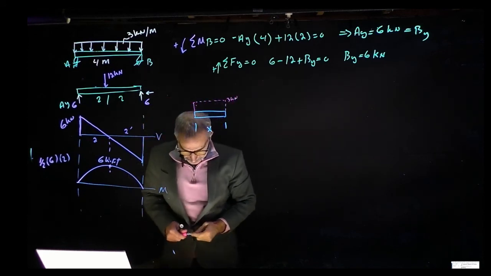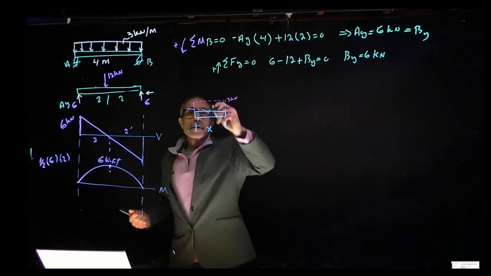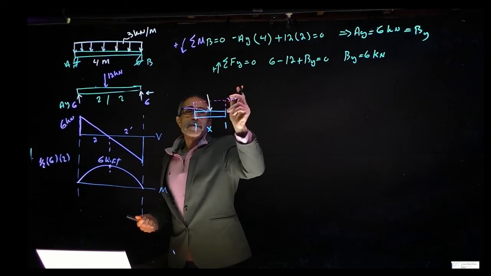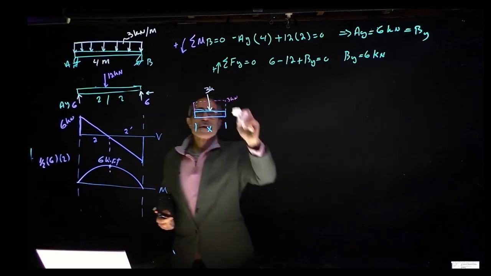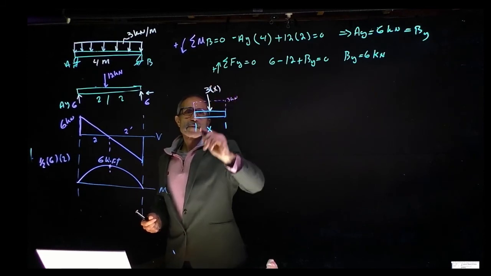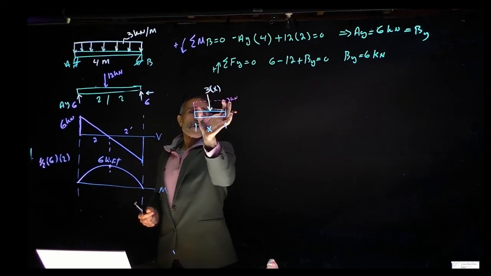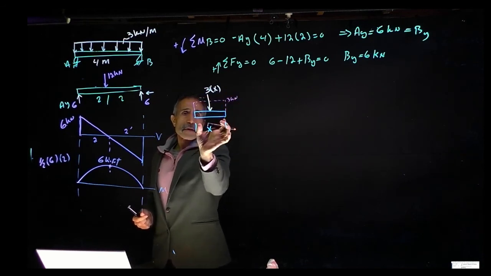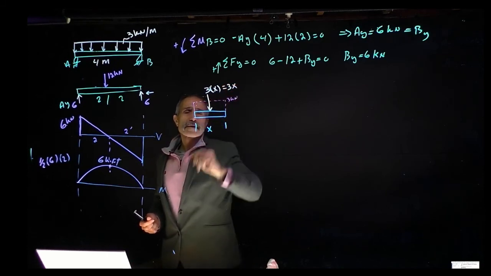The concentrated load for this loading is going to be right here, at the center. Let's take the kilonewton out for now. It's going to be 3 times x, because the magnitude of the concentrated load for this uniform distributed load is the area underneath, which is 3 times width times length. So that's 3x.